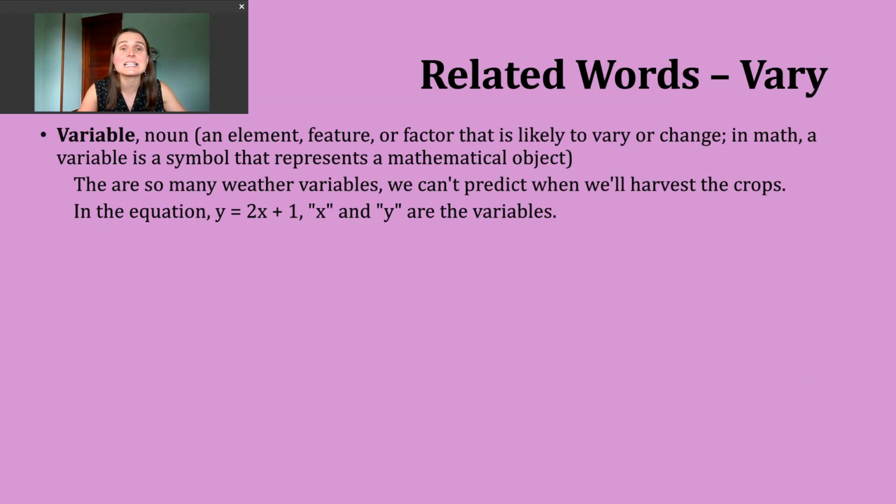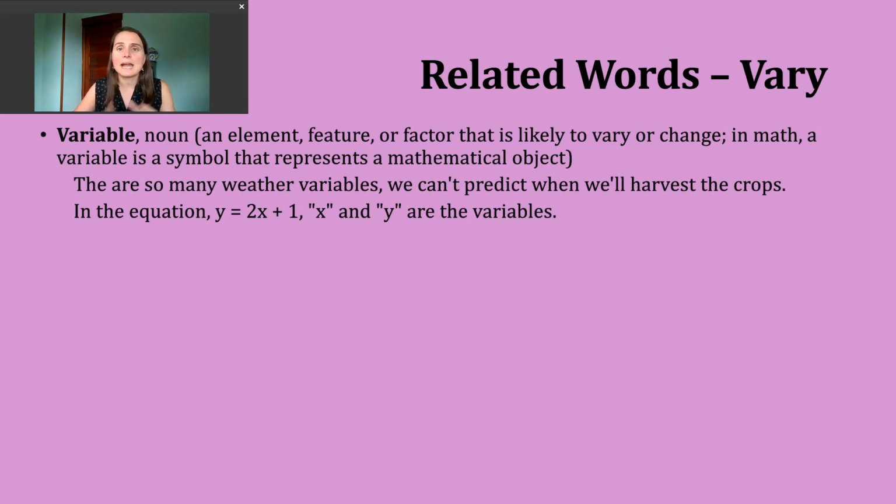And the first word we're going to discuss is variable. This can be used as a noun, and it has several different meanings. One way you'll hear variable used is to describe some element, a feature, or a factor that is likely to vary or change. An example of this might be, there are so many weather variables, we can't predict when we'll harvest the crops, right? So many different things to consider.